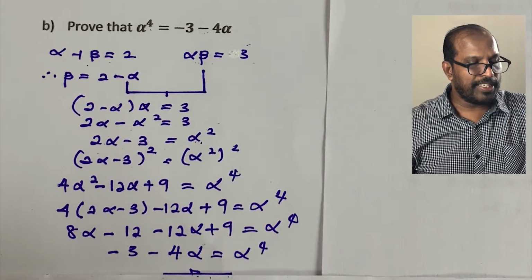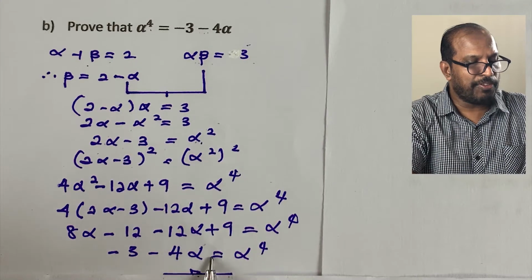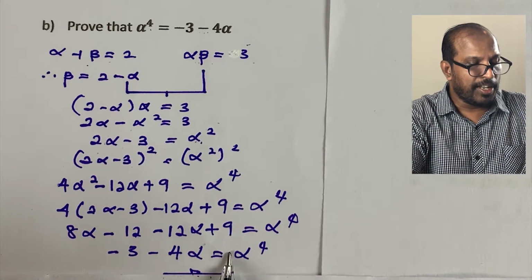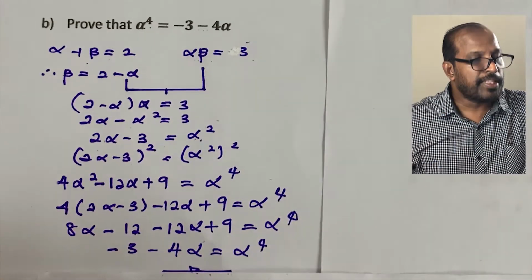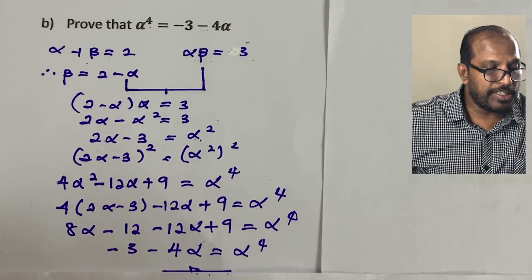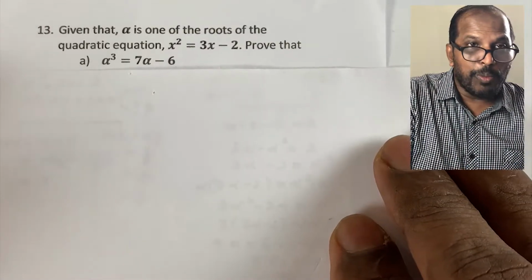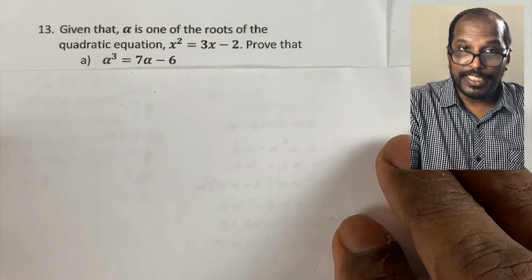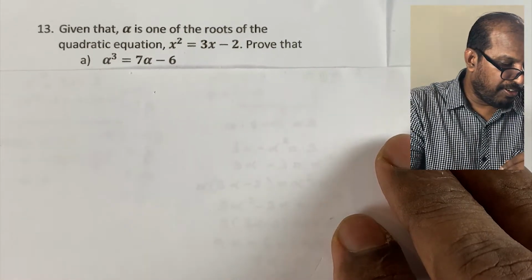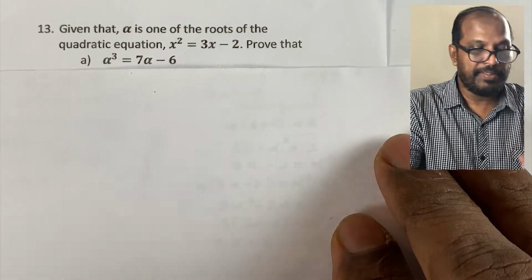Now I simplify this, I got negative 3 minus 4 alpha equals alpha power 4. Now this and this are the same. That shows that we have proven this part. Okay, now we are moving on to question number 13 as a second example for Model 7.